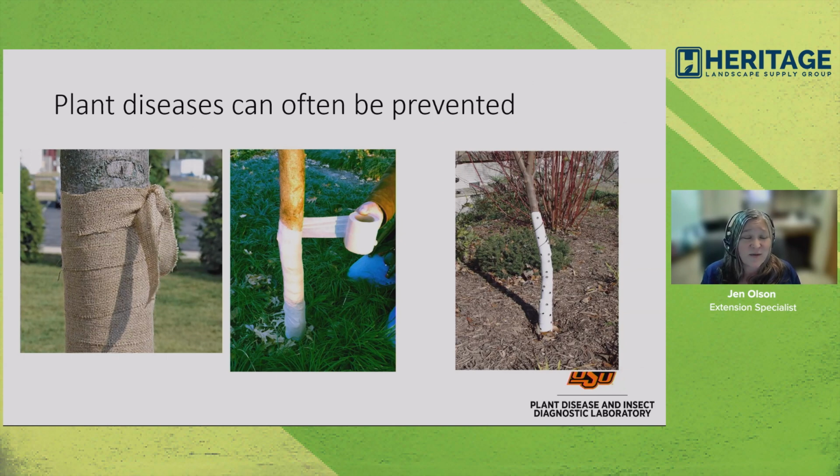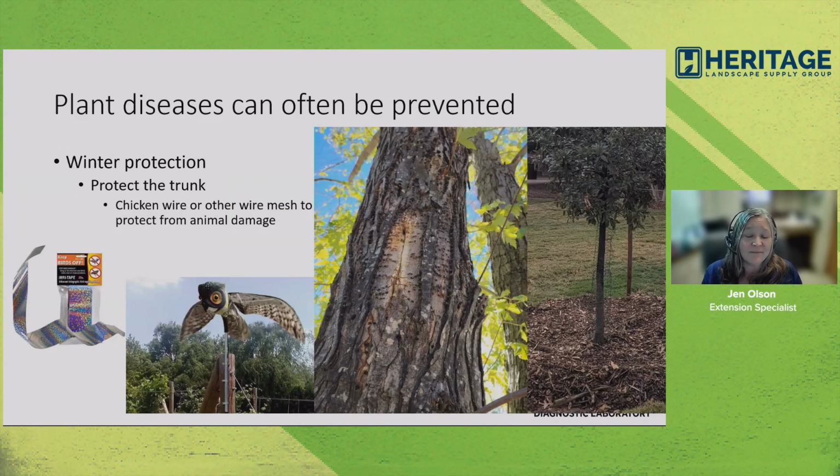In the winter, it's better to use a cloth wrap. In the summer, you might be able to get away with one of these plastic wraps, which also just help protect and shade that trunk. Sun scald was once thought just to happen in the winter, but now we think it also can happen in the summer. So some other things that happen in the winter, animals get a little hungry.